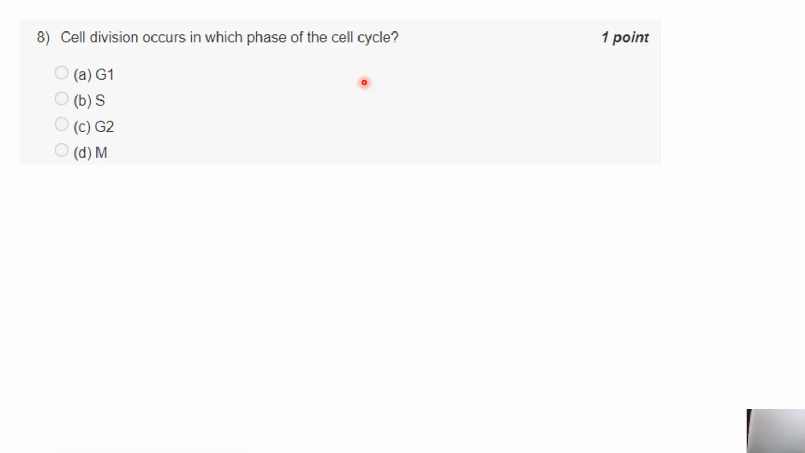Back to the question that we started with, cell division occurs in the M phase of the cell cycle. Okay. So I'll wait for a few minutes here. If you have any doubts, you can tell me. Then I will go to the next one. 5 to 10 minutes. I'll wait.